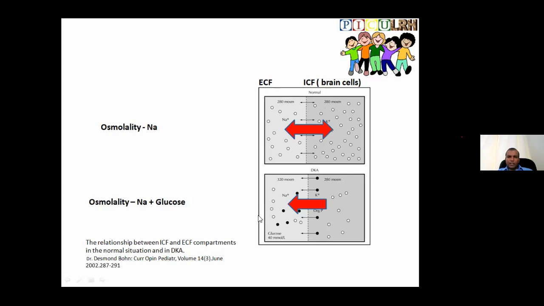Then all of a sudden you add some glucose to the extracellular compartment. This is what happens in DKA. So I have added 40 millimoles per liter. So now the osmolarity has gone to 320.